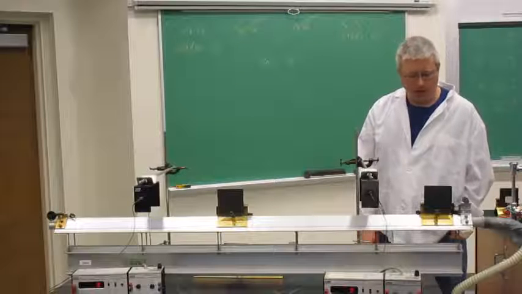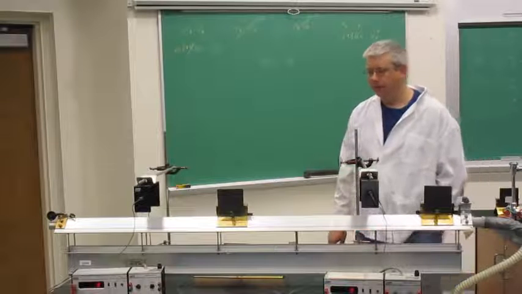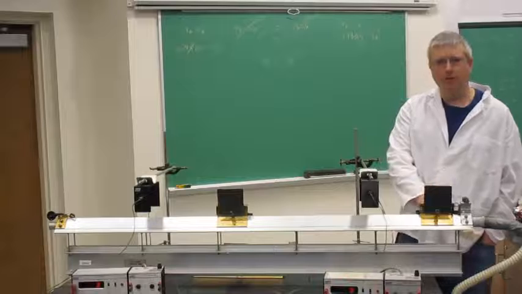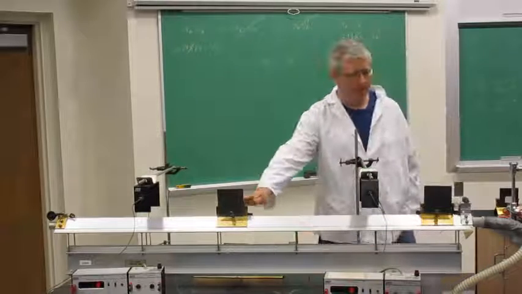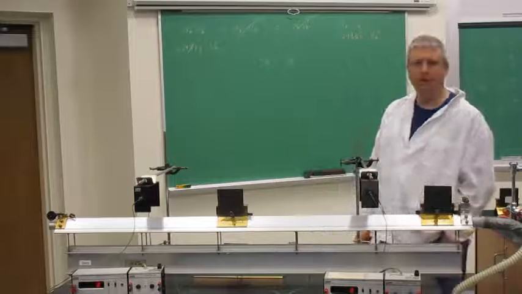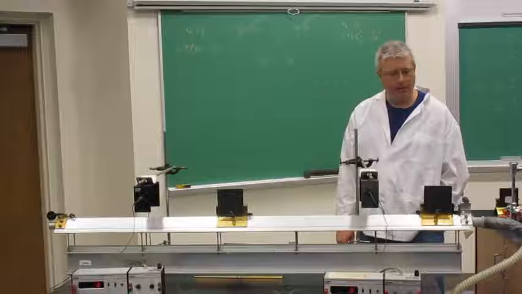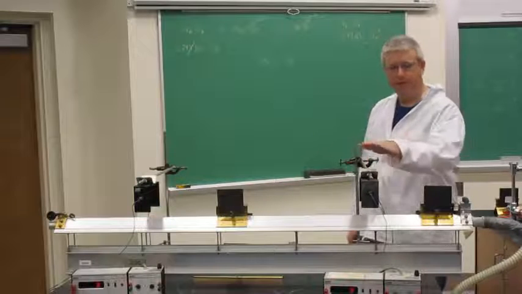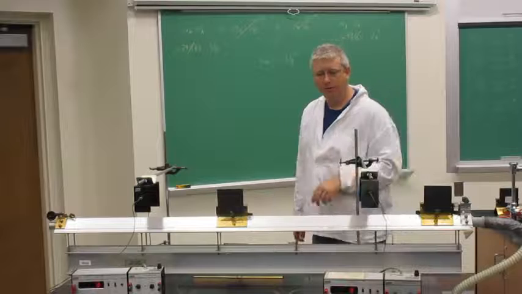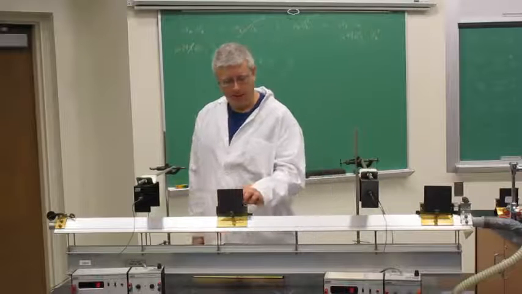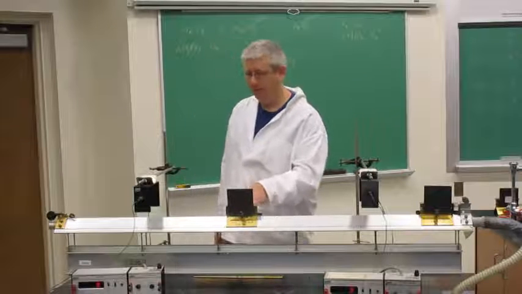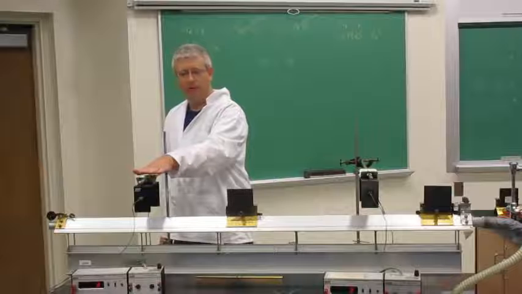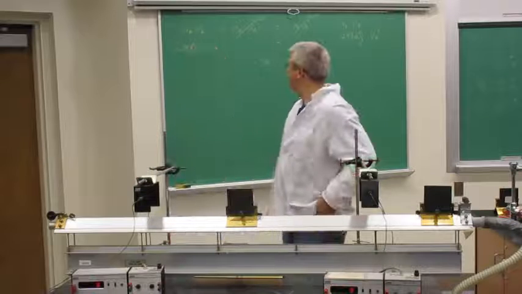We're going to do an elastic collision with two carts of identical mass. They're both 0.244 kilograms. In this collision, we're going to have cart A moving with an initial velocity, which will be read by this photogate. And cart B will be at rest, and its final velocity will be read by this photogate.